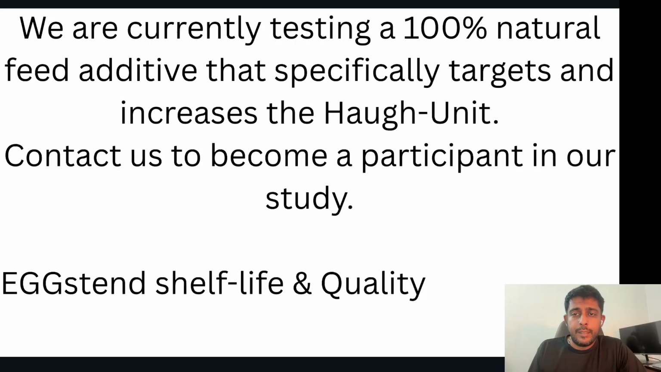However, we're currently testing a 100% natural feed additive that specifically targets and increases the Haugh unit. And if anyone would like to be a participant in our study, you can feel free to contact us, as we are constantly working to extend shelf life and quality of eggs.